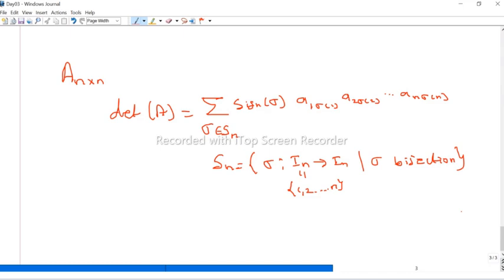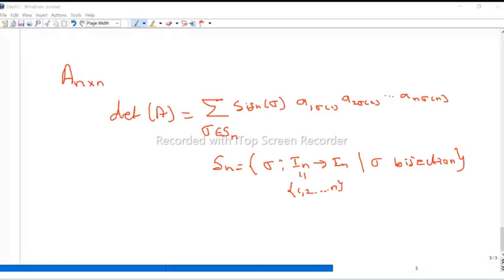All the things we discussed about the determinant. If you have any doubt, you can ask. Sir, how to use this formula, sir? Yeah, maybe I will give one example.